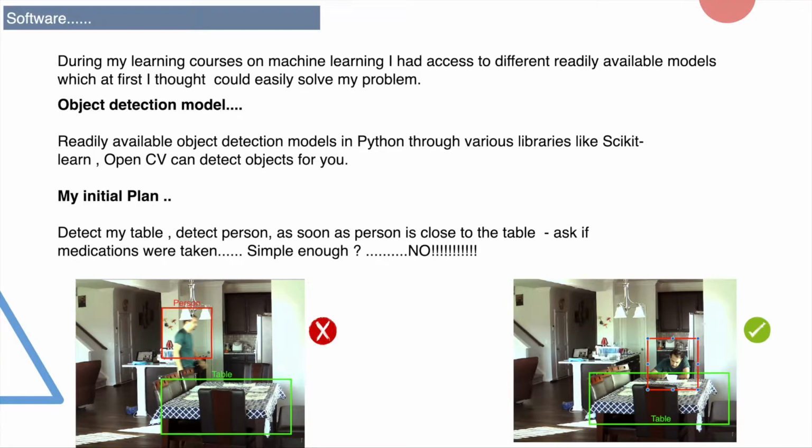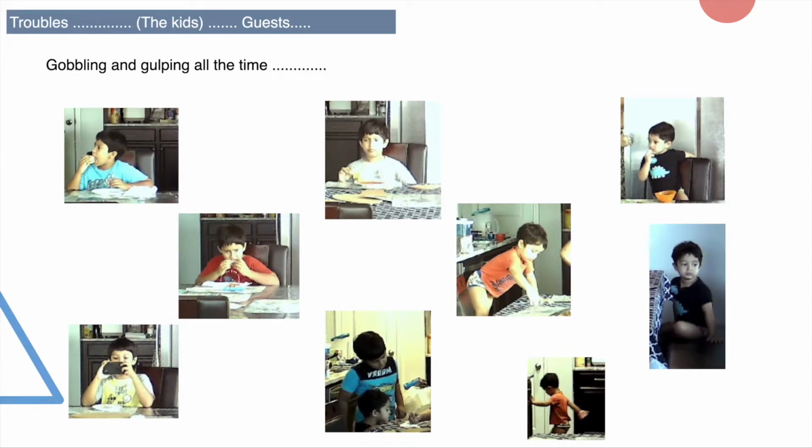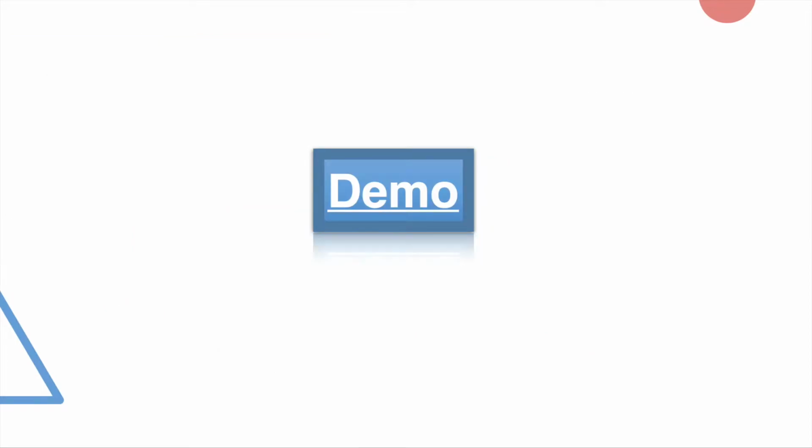But this was not that easy. In reality, we may be close to the table, but doing something else and not eating. And then there are my kids and guests who do not need a medication check. So I realized that I need to use my own CNN. CNN stands for Convolutional Neural Network, which is a mathematical algorithm used widely in computer vision. We will talk about the technical details later, but let's now see a demo of the system in action, which I recorded one Friday morning during breakfast.